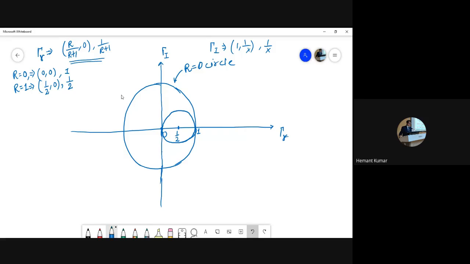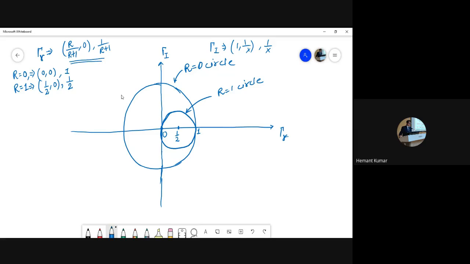It's not a proper circle anyway. Let me just draw it like this, right? So this circle is the R is equal to one circle.